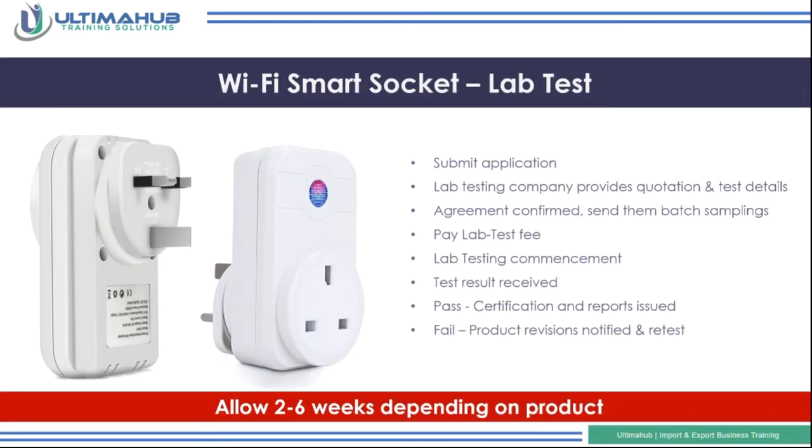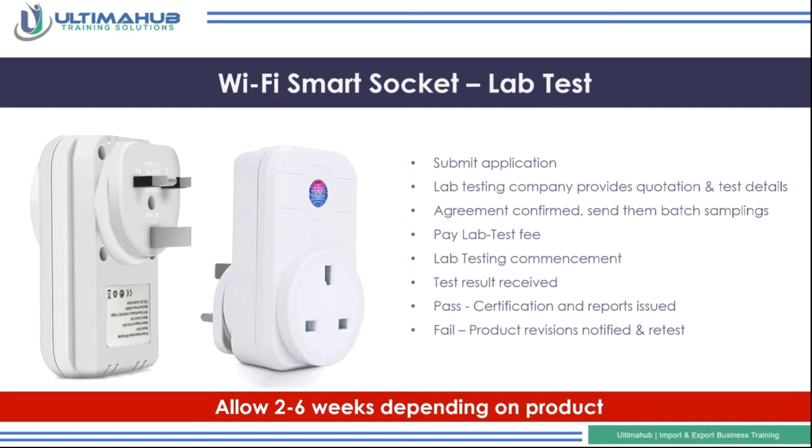Now back to the smart Wi-Fi socket. When you're carrying out the lab test, as mentioned, we can provide you with quotations, and I'll show you on the next screen. Usually the process is to submit the application. So you send them the product specification basically, and you say this is the test that we need, or usually they might be able to advise you on the tests that are commonly needed depending on your product. So wait for the quotation and the testing details that they'll send back to you.